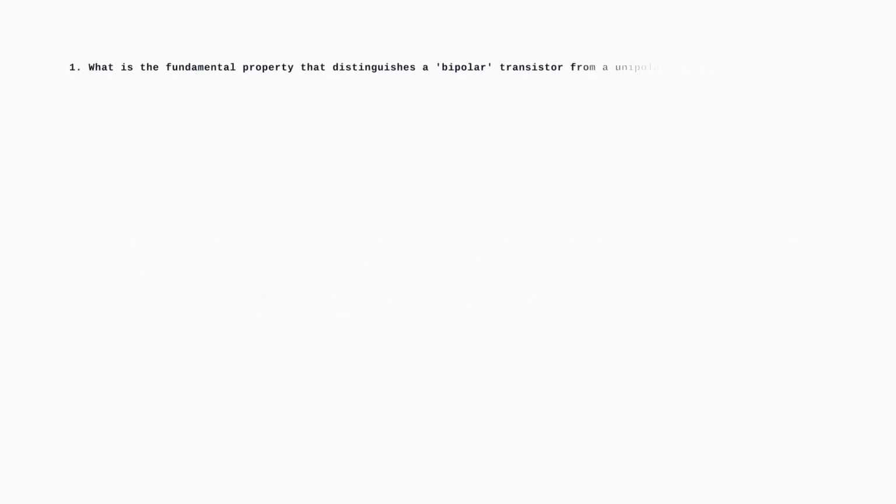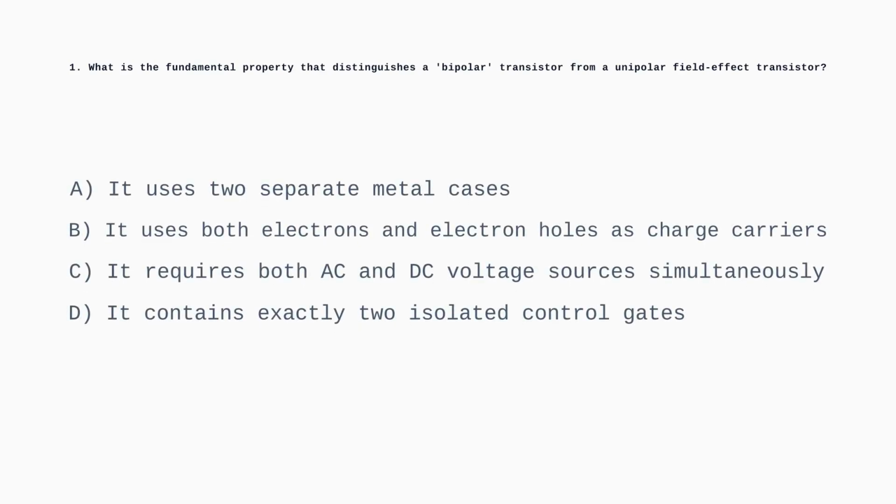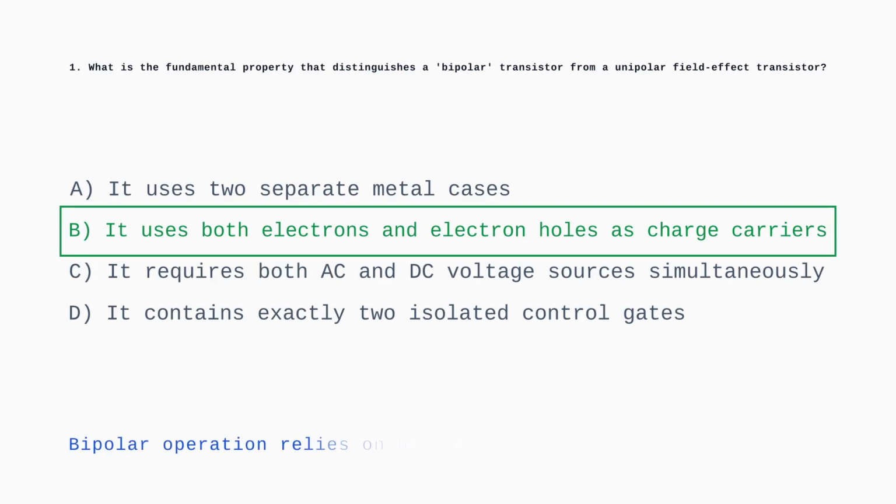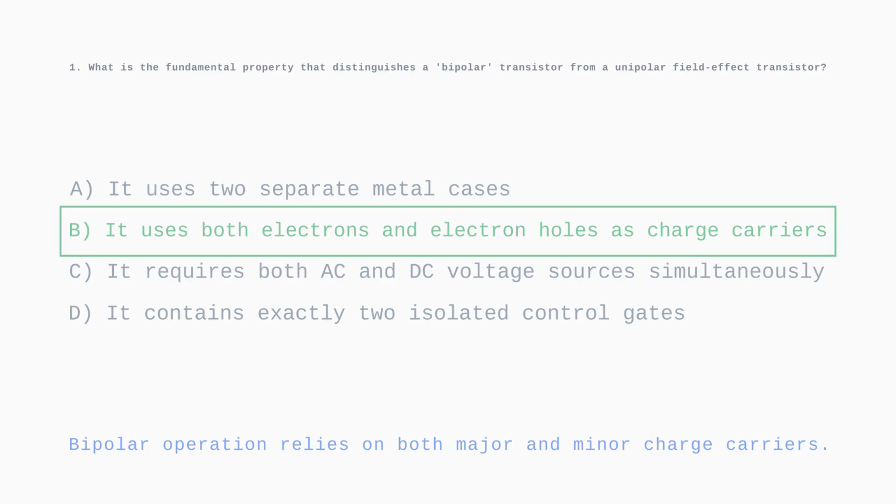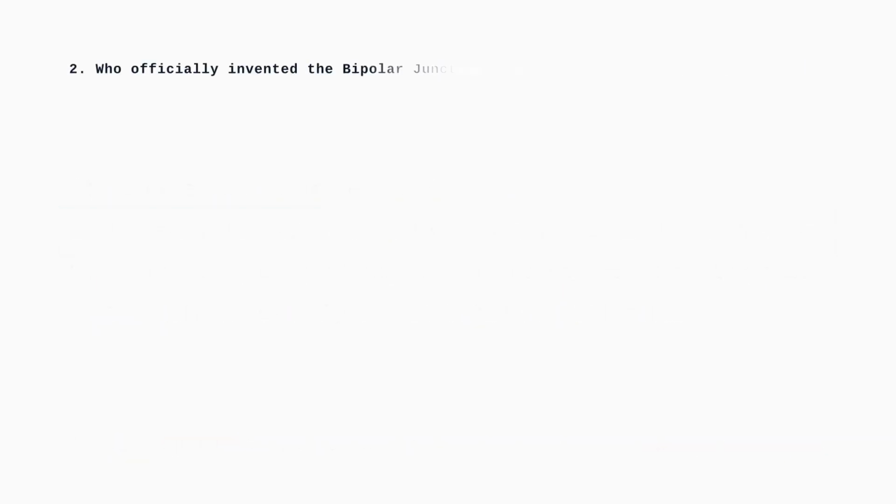Question 1. What is the fundamental property that distinguishes a bipolar transistor from a unipolar field effect transistor? Unlike unipolar field effect transistors which rely on only one type of charge carrier, a bipolar transistor utilizes both free electrons and electron holes to conduct current.